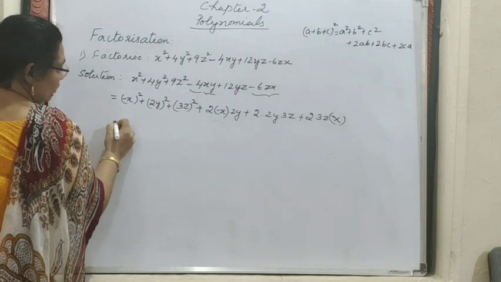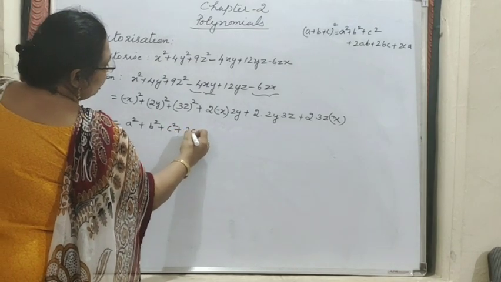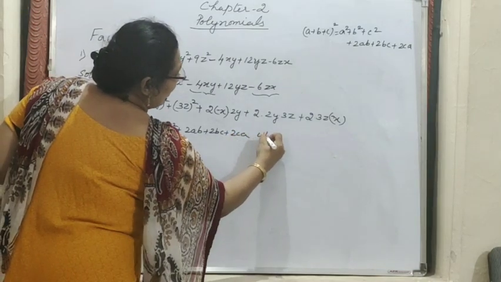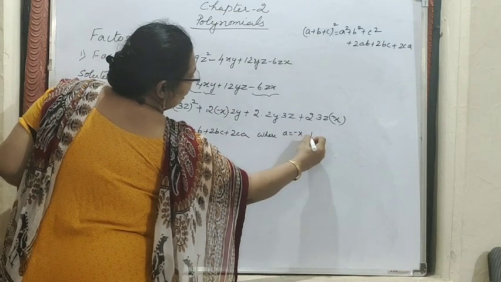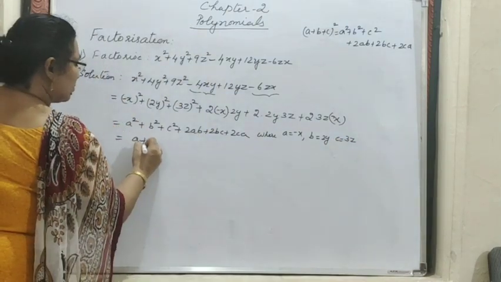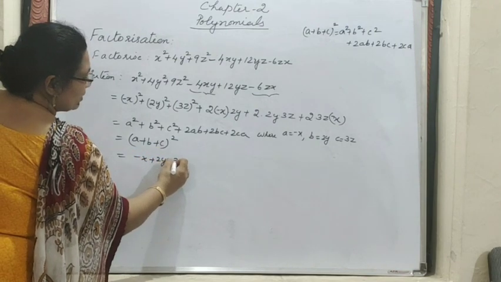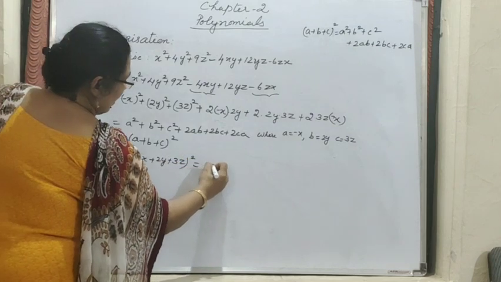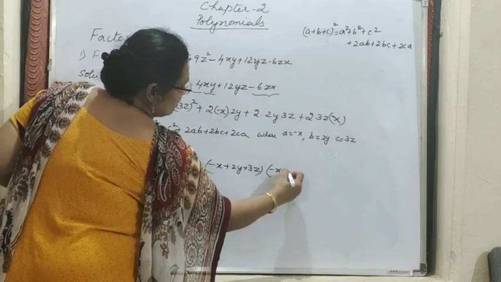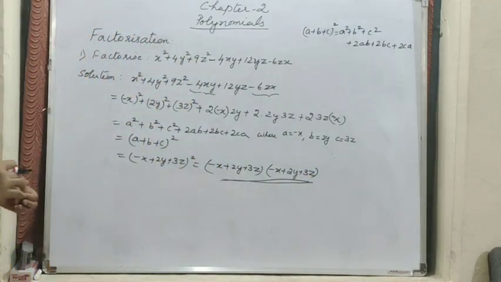So here it is equal to, now we can write a square plus b square plus c square plus 2ab plus 2bc plus 2ca, right? Where a equal to minus x, b equal to 2y and c is equal to 3z. This is equal to a plus b plus c whole square. That means minus x plus 2y plus 3z whole square, or we can say minus x plus 2y plus 3z into minus x plus 2y plus 3z, since it is a factorization. Got? This is the answer.